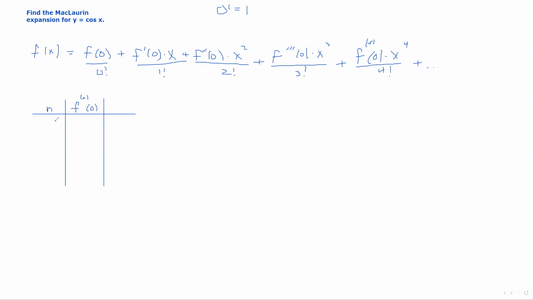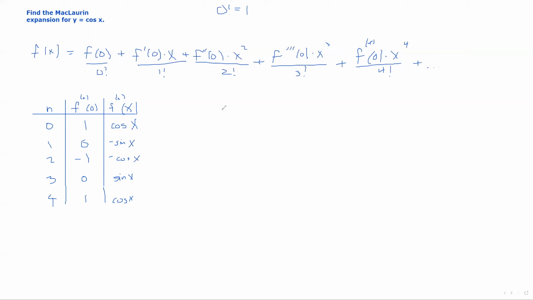Well, regular f of 0 is 1. Okay, well, what if we do the first derivative? Well, now we have negative sine of x, and that's going to give us a value of 0. If I do the second derivative, now we have negative cosine of x, so that's equal to negative 1. 3 is going to give us a 0 because it's going to give us positive sine of x. And when we get to 4, we're going to have a value of 1, which is cosine of x. And it's going to start looping from there, right?